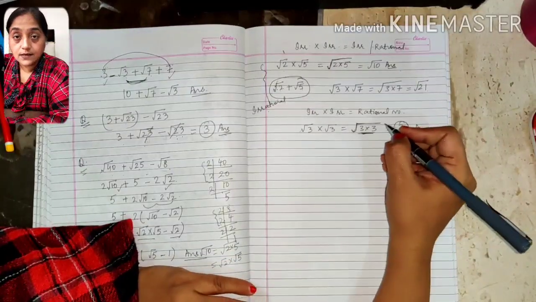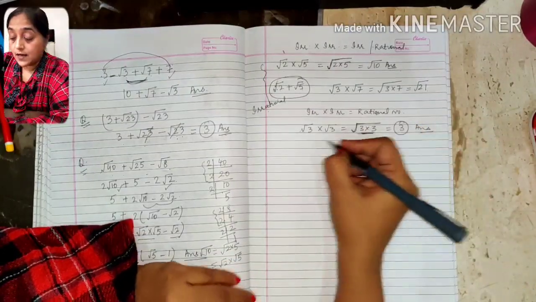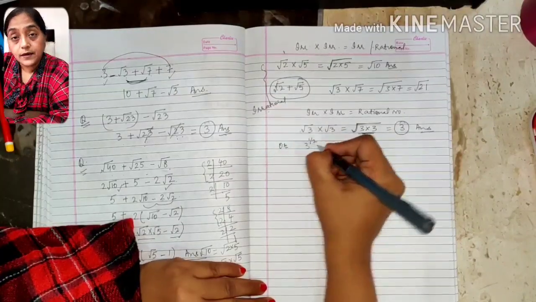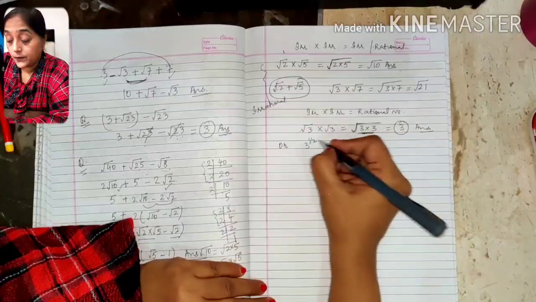There are many ways to understand this topic. See, root 3 can be written another way. Root 3 can be written as 3 raised to the power 1 by 2.